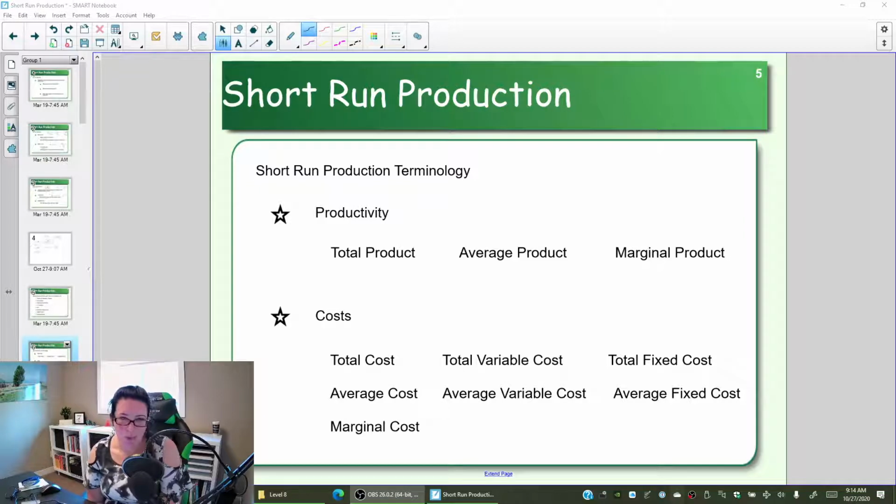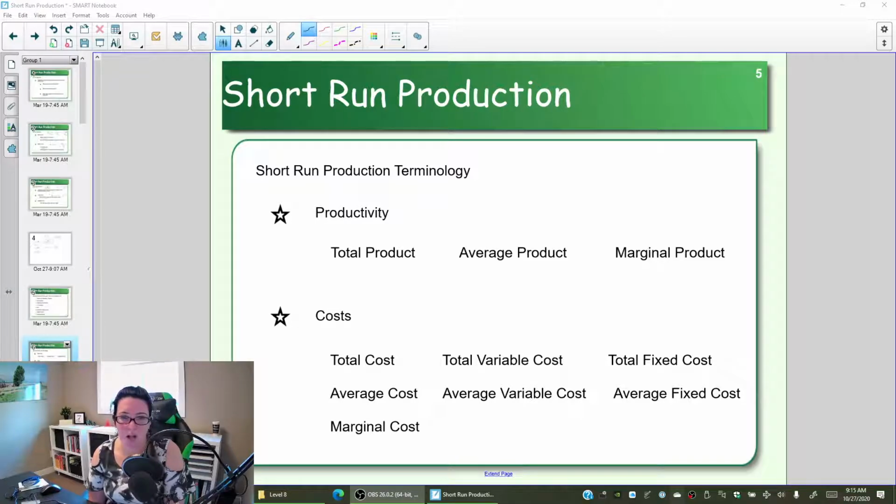So we're going to be looking at productivity measures: total product, average product, and marginal product. We're going to look specifically at the average product and marginal product of labor. There are other ways to measure productivity that consider other resources or factors of production. You could look at the marginal product of your machines, for example. But we're going to focus on labor. And then we're going to look at costs.